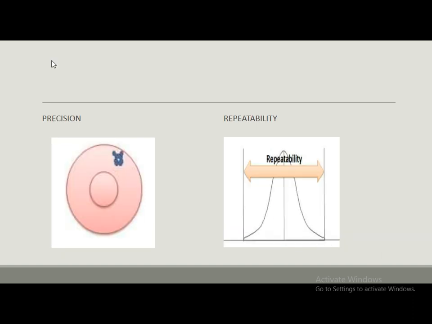Precision. The precision of the measurement system is the extent to which repeated measurements under unchanged conditions display similar results. Alternately, precision denotes the closeness of two or more measurements to each other.